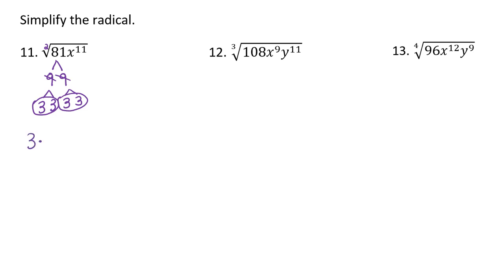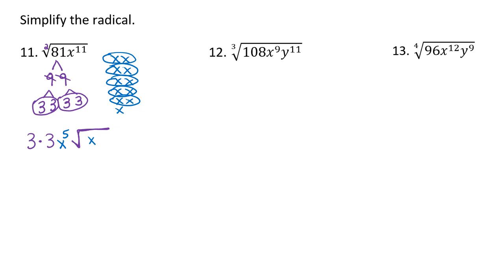So I'm going to write a 3 outside. This 3 represents the first circle. This 3 right here represents the second circle. And then I'm going to leave a little space for probably some variables, and I have my radical. I have 11 x's, 1, 2, 3, 4, 5, 6, 7, 8, 9, 10, and 11. So once again, index is 2, 2 of the same thing, 1, 2, 3, 4, 5. So I'll have x to the 5th outside the radical. I had an x left over, so it'll go inside the radical.